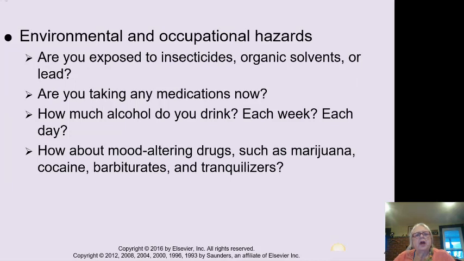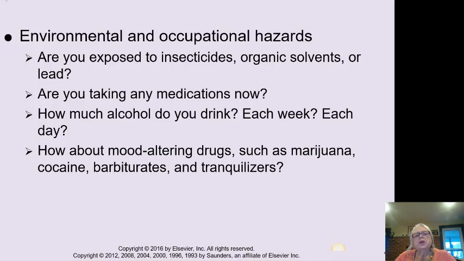Environmental and occupational hazards. Lead is a very big deal that can cause delayed thinking and mental retardation. Exposure to insecticides, organic solvents, they can all wreak havoc on the neurological system. Are you taking any medications now? Sometimes they have an impact on your neurological system.